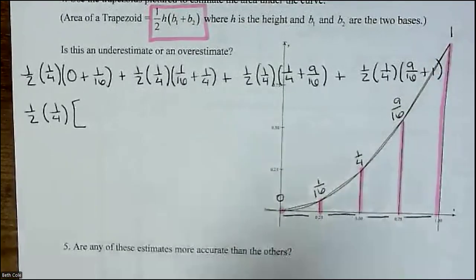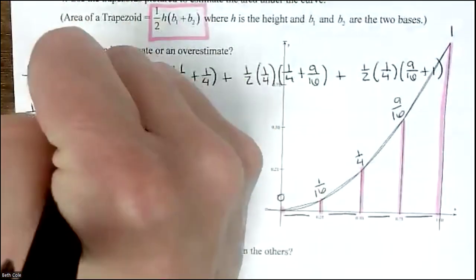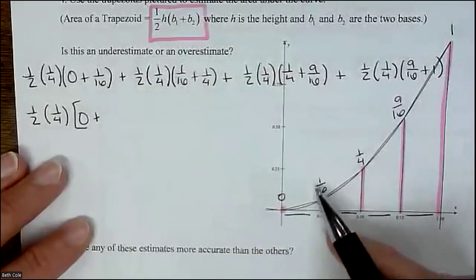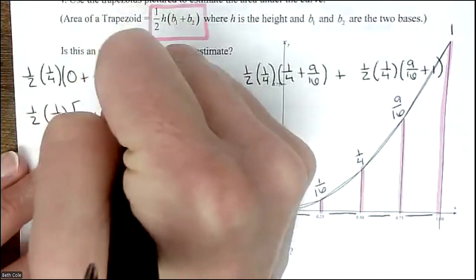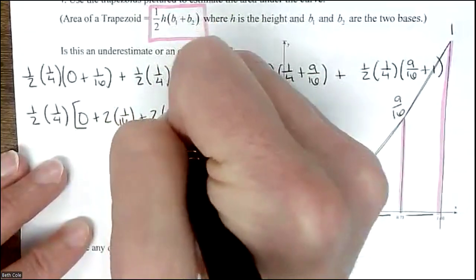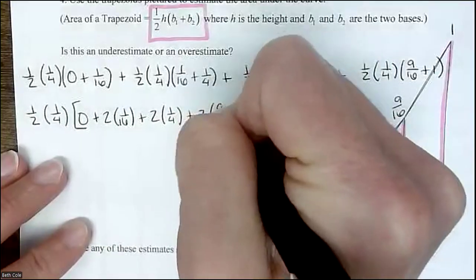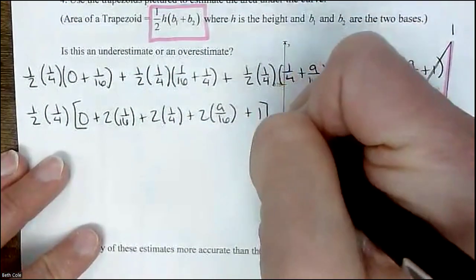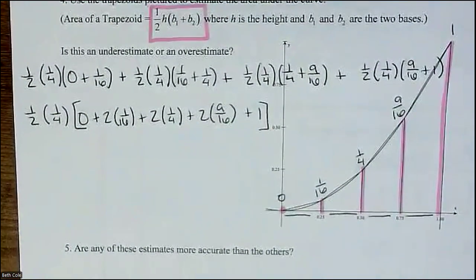So here is how you do it the abbreviated way. You would have the 0 just once and write it because it's part of the pattern. And then you would have the 1/16, but there's 2 of them. And then you would have the 1/4, but there's 2 of them. And you would have the 9/16, but there's 2 of them. And then you only have the 1 once. So again, the ones in the middle get shared, so they get doubled. The ones on the end only get used once. Is this making sense? Okay.